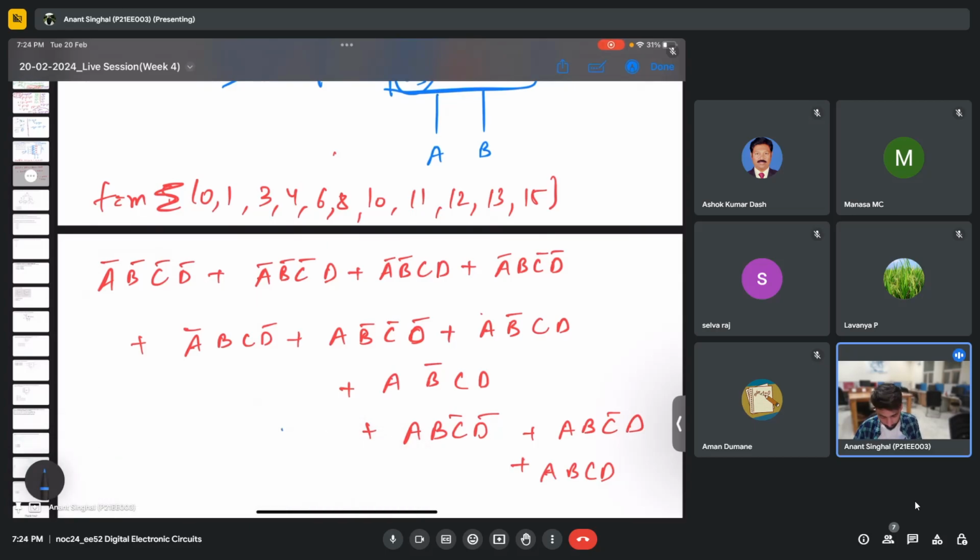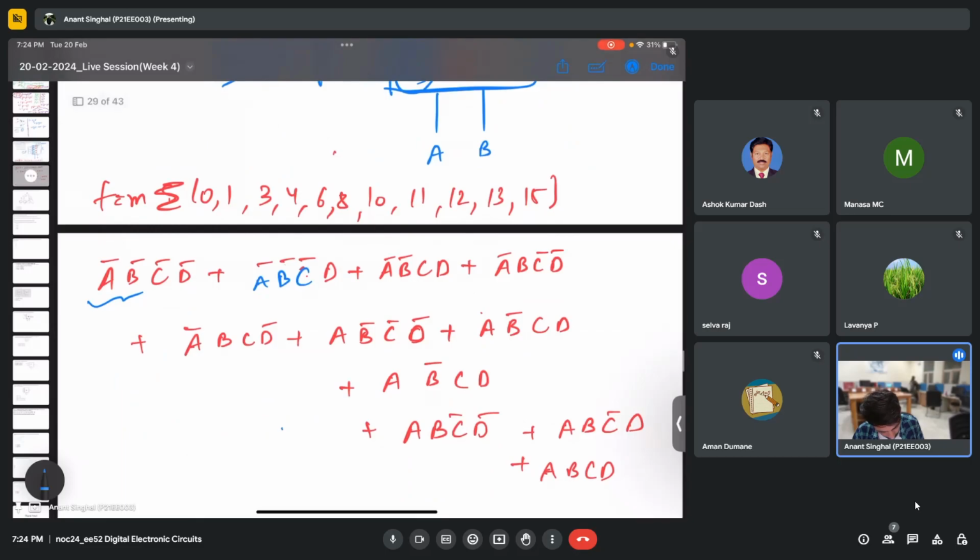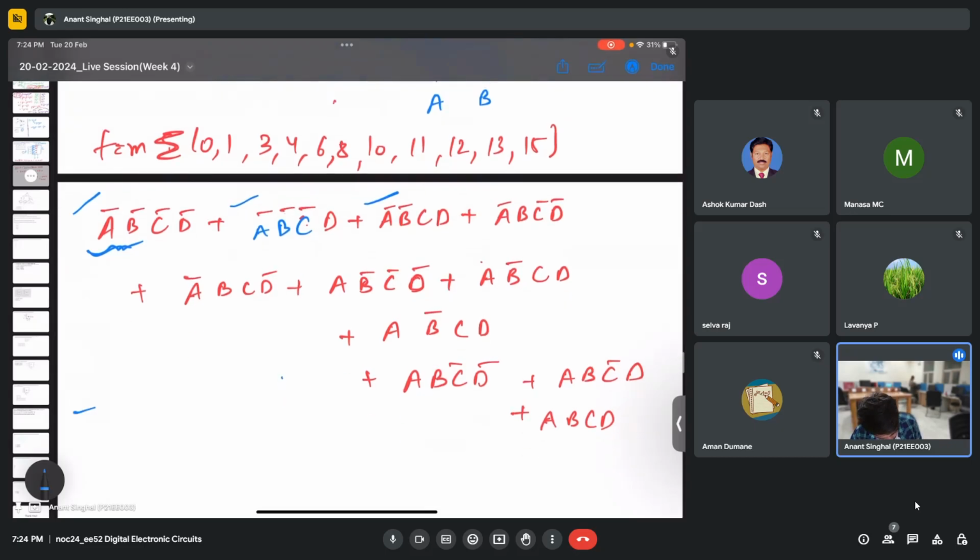We have A complement, B complement. So for the first input, we have A complement, B complement. We need to first of all take all the terms common which have A complement, B complement. This is one, this is one, and this is one. Rest of them do not have it. So for I naught, we will have A complement, B complement in common with C complement D complement, C complement D, and then C D. So let's try to solve only this part.